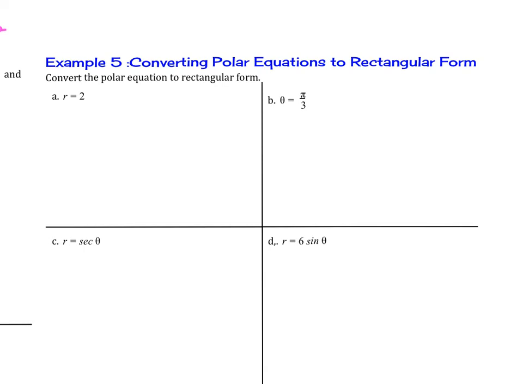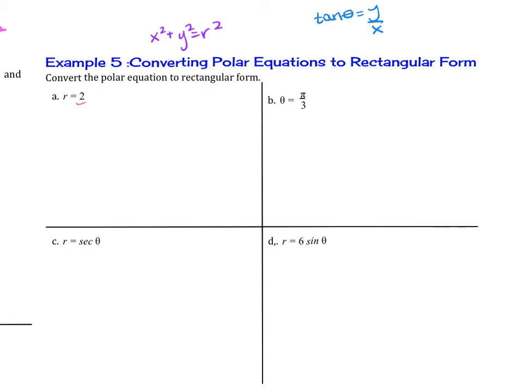So now let's look at converting from polar to rectangular form. Here it's important to remember again that x squared plus y squared equals r squared, and we need to know that tangent of theta equals y over x. So let's take a look at first r equals 2.